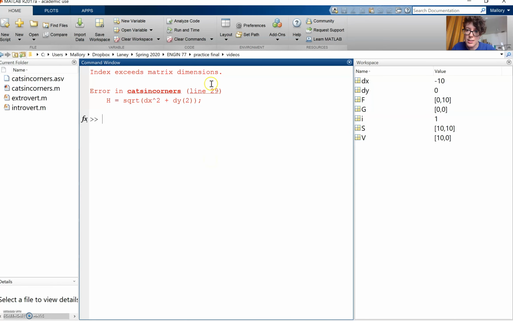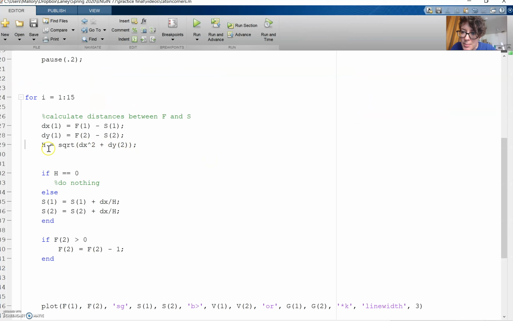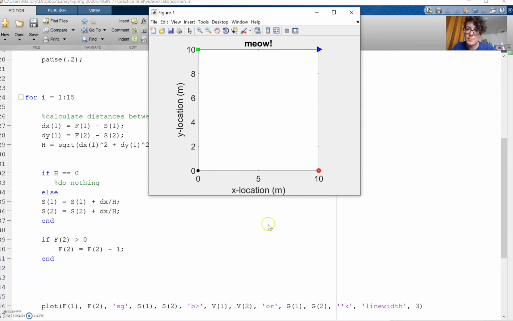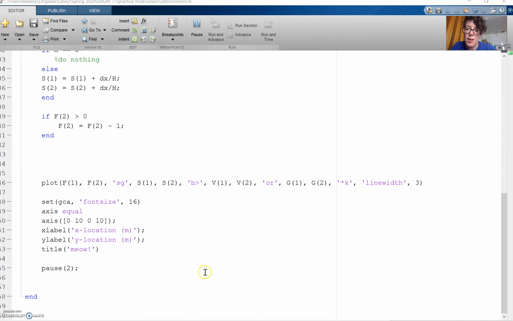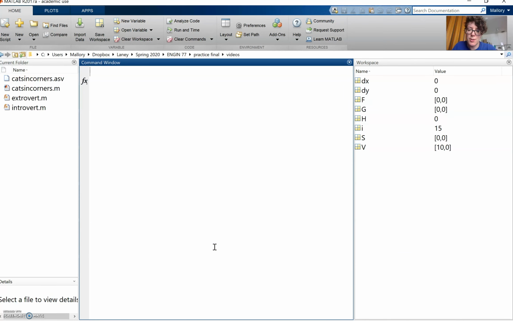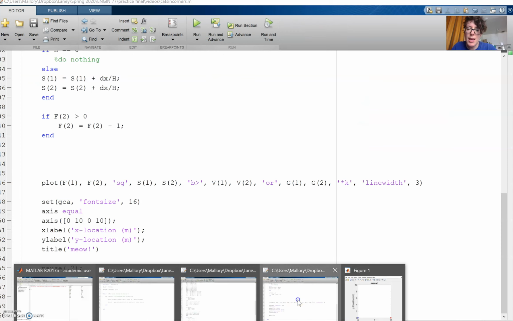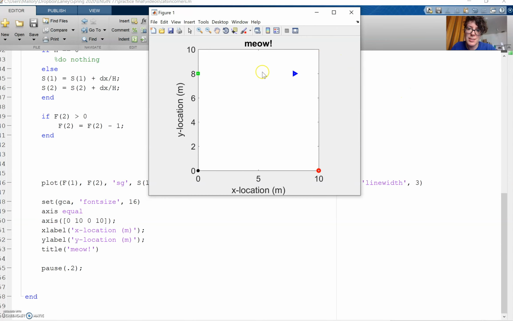And index exceeds, oh man, I really messed up that line of code. I'm sorry, this should be dx of 1 squared plus dy of 1 squared. Let's try that. And it looks like we are chasing the wrong cat. So it's not that we're chasing the wrong cat. I see if I put this back on point 2, it looks like something's not quite going right. My cat, this blue one, is not going in the right direction, and that's because I have a typo here in my code.